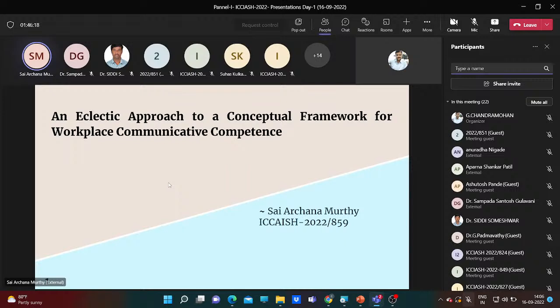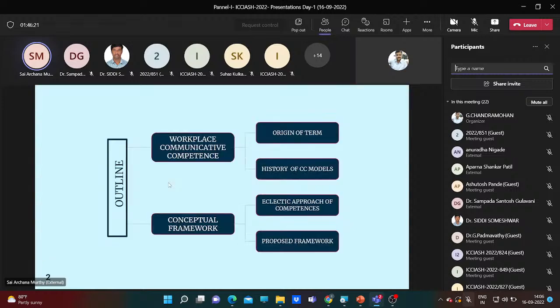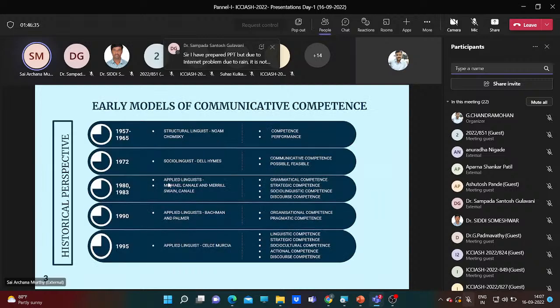So the paper is divided into 4 main sections: the origin of the term, the history of the models, the comparative analysis that I have done of the competences, and the conceptual framework that I have designed for workplace communicative competence. A comparative analysis of the progress of this particular theory gave me the reason for the emergence of new competences, and I'll list this to you quickly.